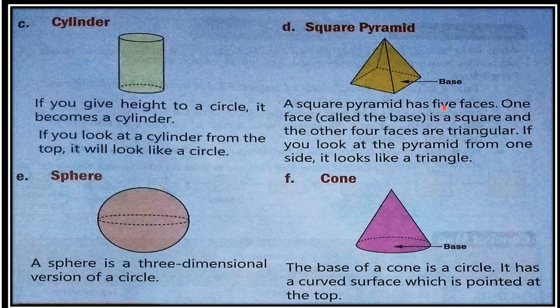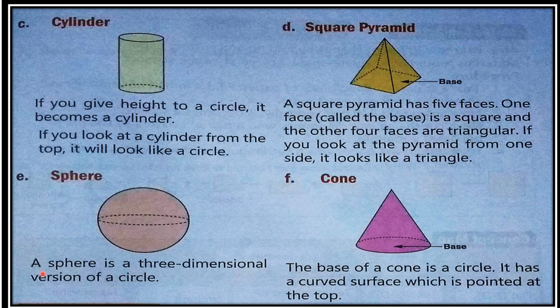Now, square pyramid. A square pyramid has five faces. One is the downside, and the other four faces are triangular. The downside one is a square, which is why it is known as a square pyramid. That face is called the base. If you look at the pyramid from one side, it will look like a triangle.